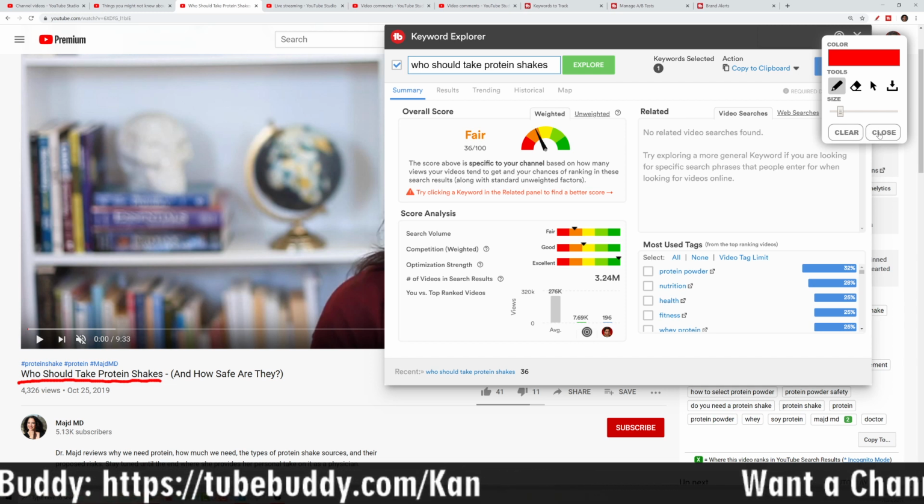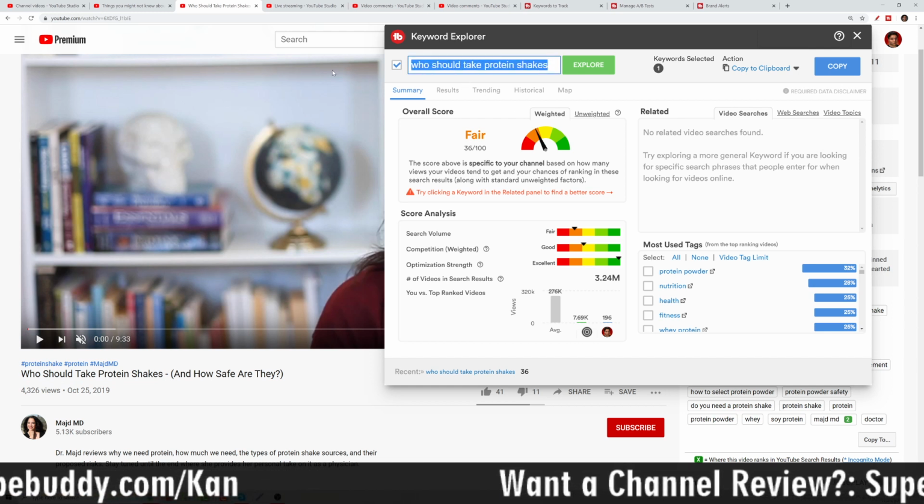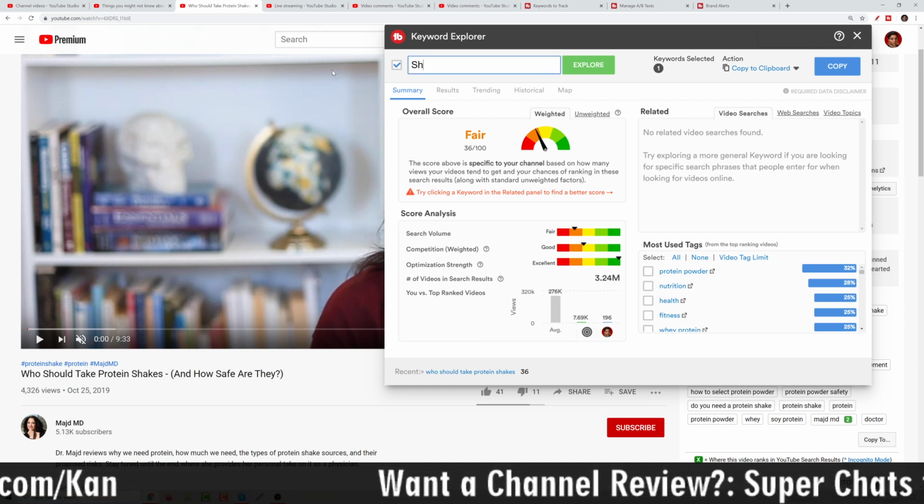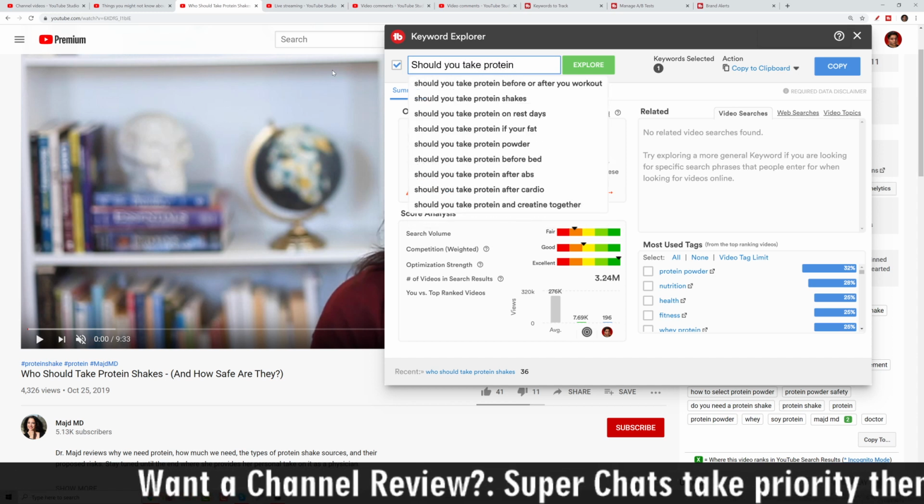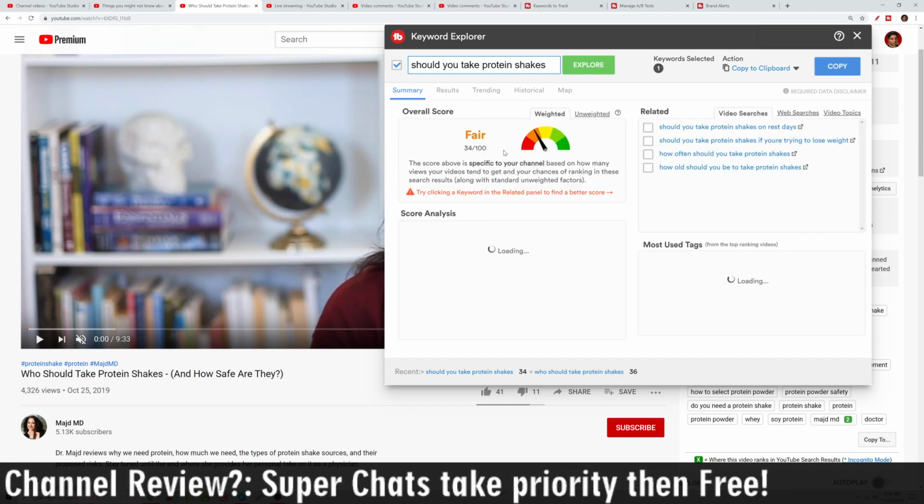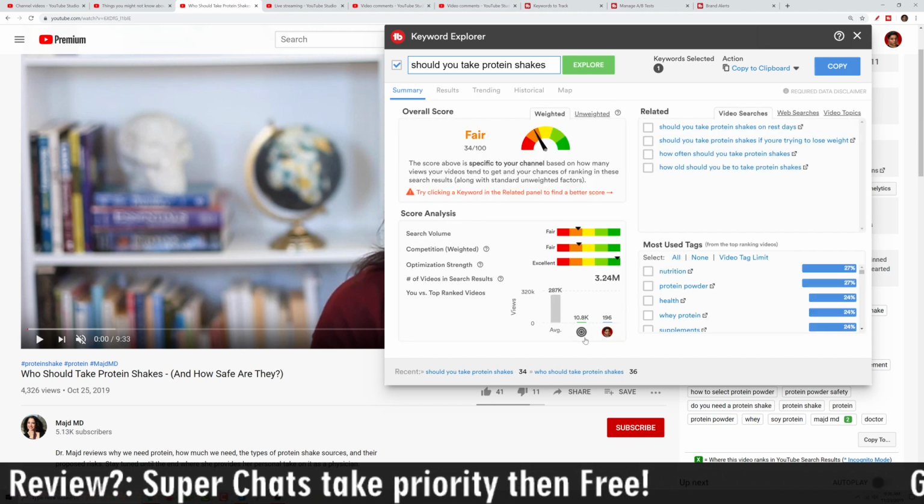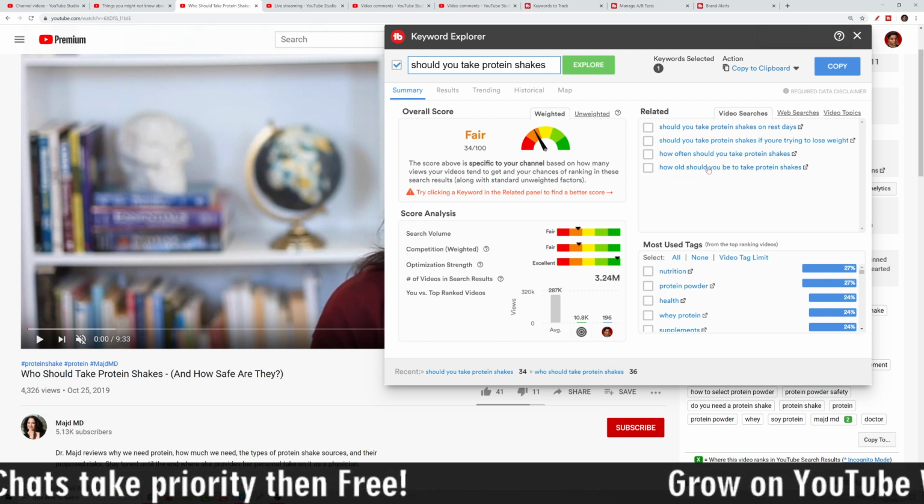So I would say that if I were to do this, I would maybe focus on, like, should you take protein shakes? That is how I would probably look this up, right? Should you take protein shakes? Or maybe you're talking about the powder, right? So the barrier to entry is even higher for this. So maybe this one isn't good.